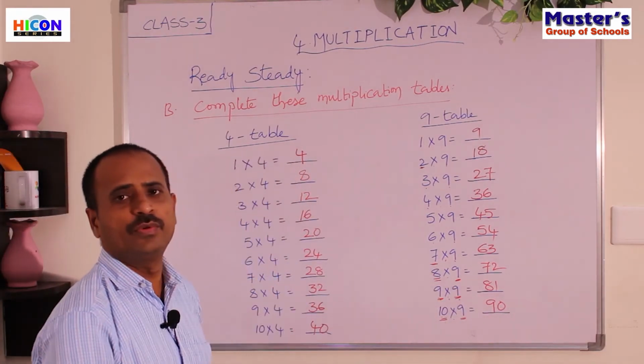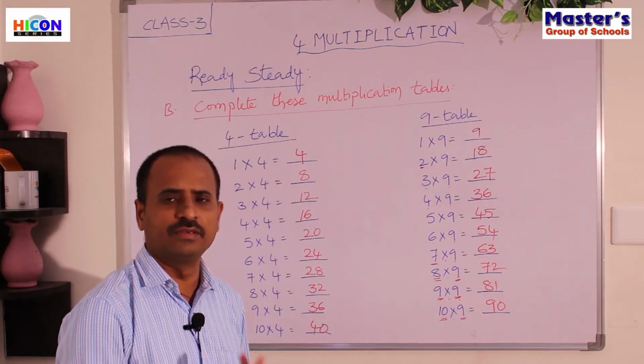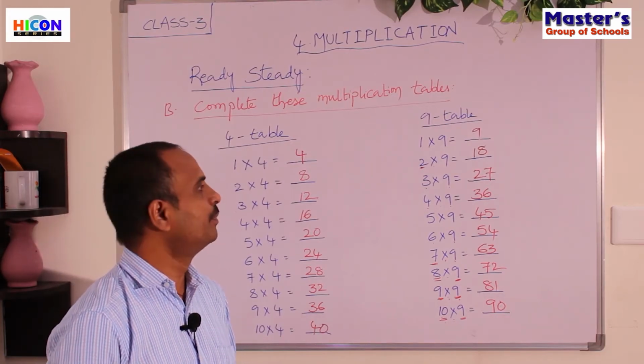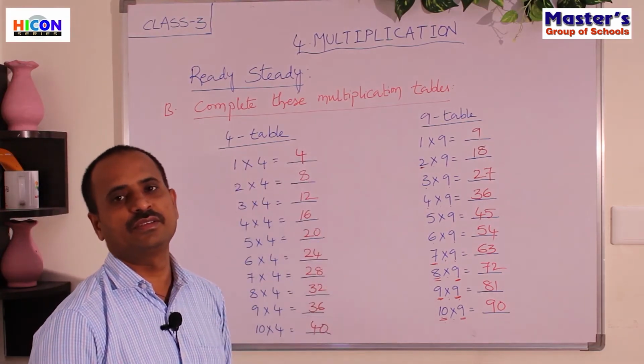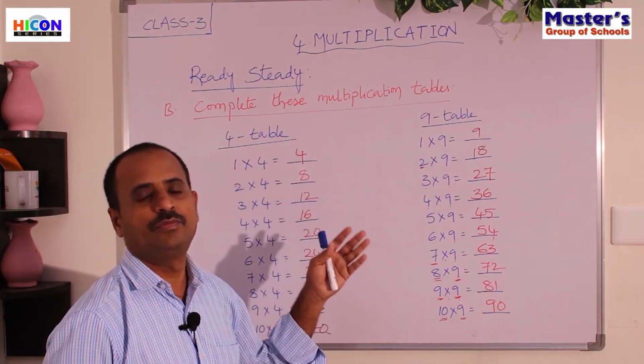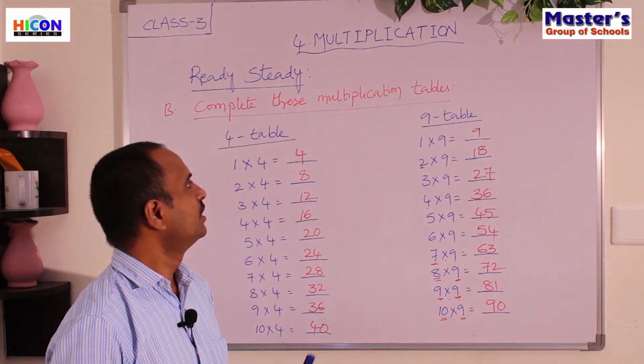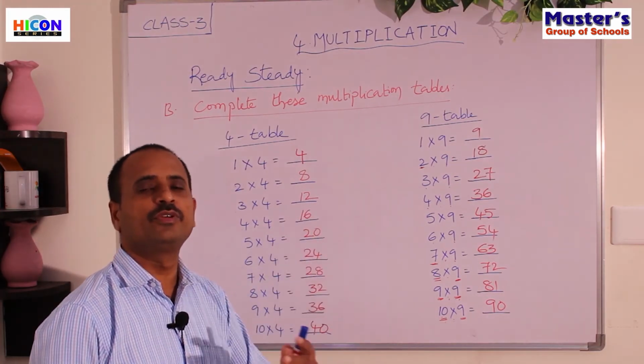So children, in this way we can write any table. We can write the 5th table, 6th table, 9th table, 8th table. So multiplications, that means tables, come from repeated additions. So tables represent multiplications. So practice the remaining tables at your home.